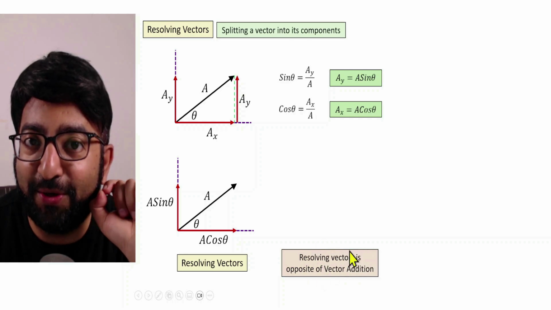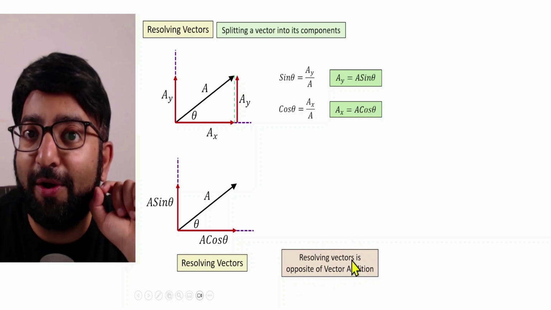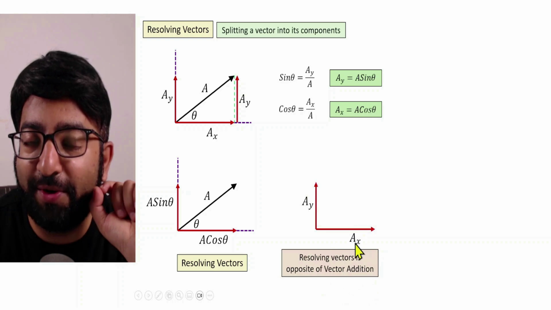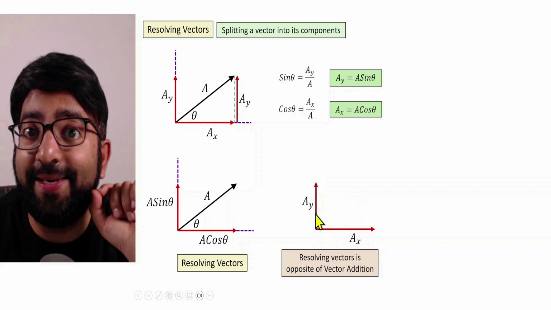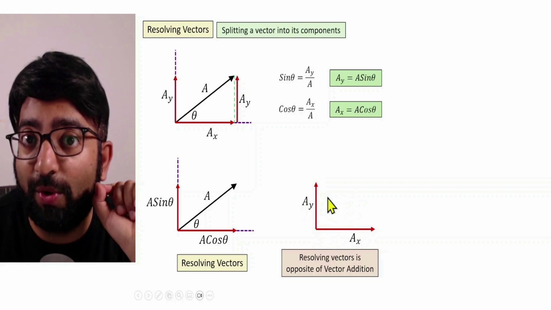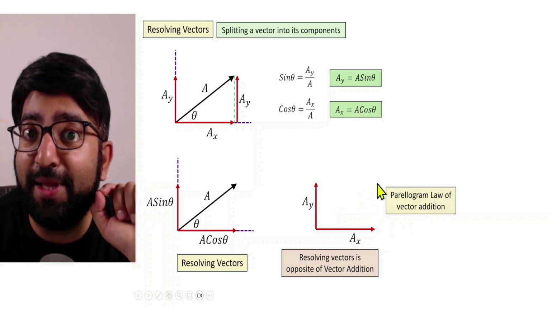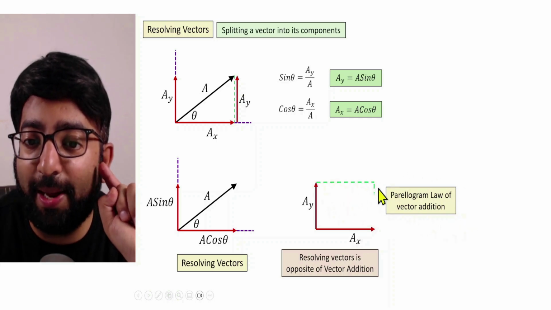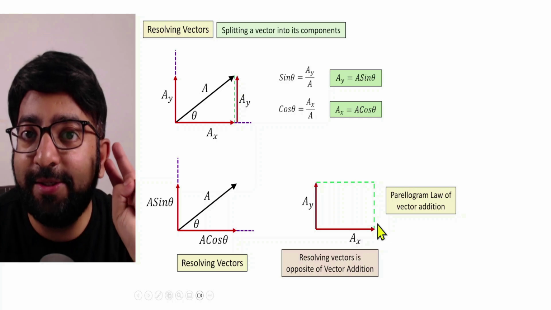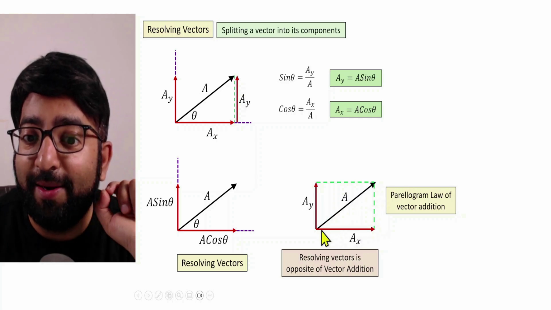Now, let's read this. Resolving vectors is the opposite of vector addition. What do we mean by this? So consider we have two vectors AX and AY and we are supposed to find the net force between these two vectors. So how do we do that? We do that using the parallelogram law of vector addition. Step 1, remember, was to create a parallelogram using these two vectors. Step 2 was to draw the diagonal. Now this diagonal will give us the resultant force of these two vectors AX and AY.